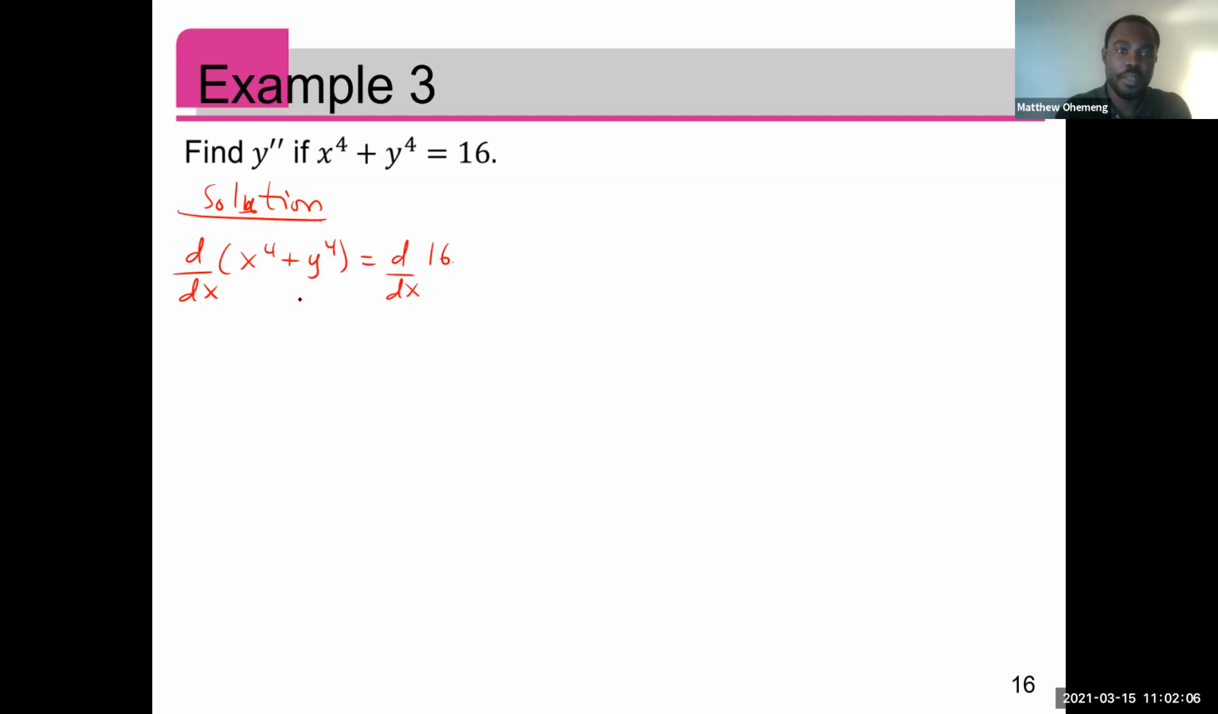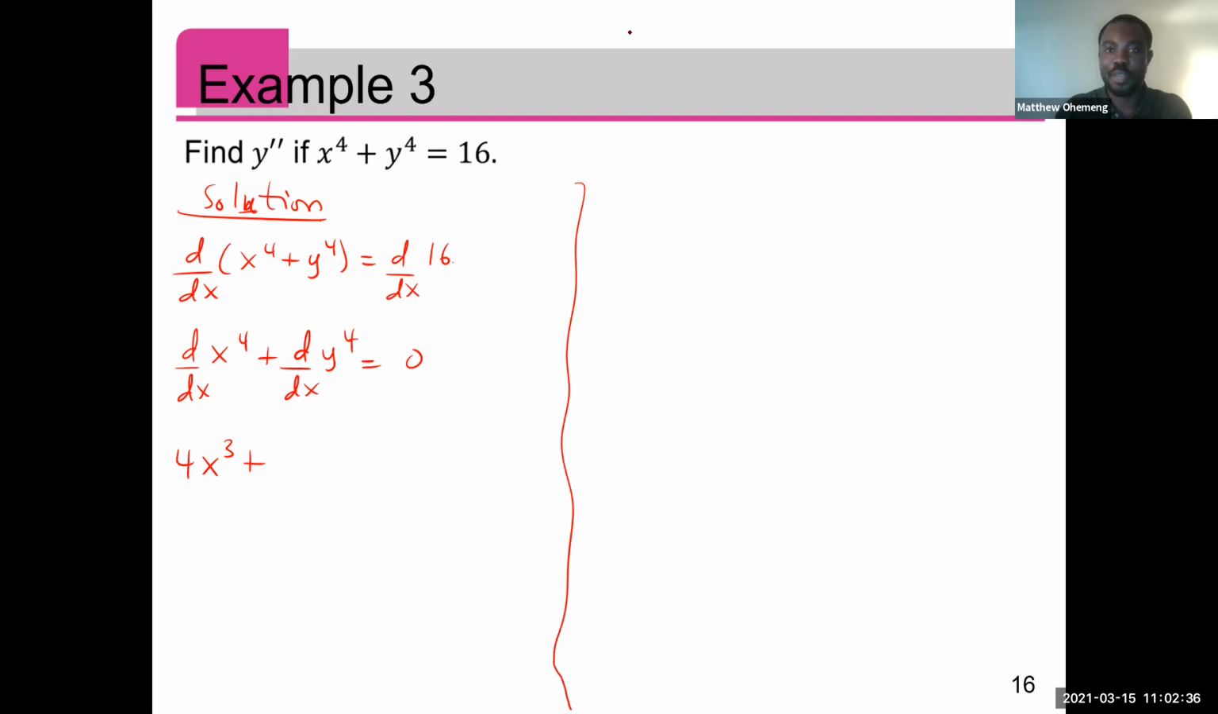Right, and then you follow through with the derivatives, right? For the left-hand side, there's a derivative of a sum, and that's going to be the sum of the derivatives. So like so. Then the derivative of 16 is a constant, so that's 0, right? And then moving on, we have the derivative of x to the power 4, and that's 4x cubed. And then the derivative of y to the power 4.